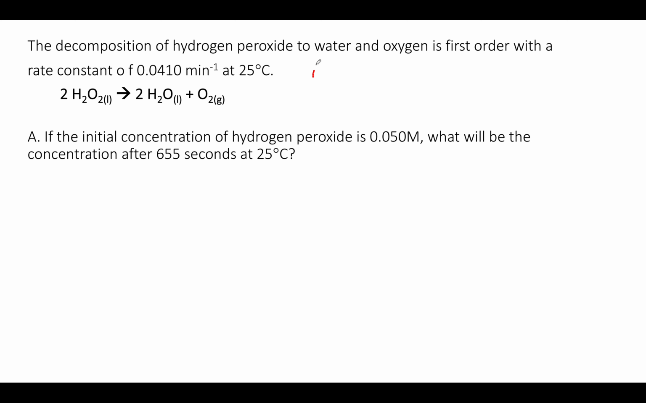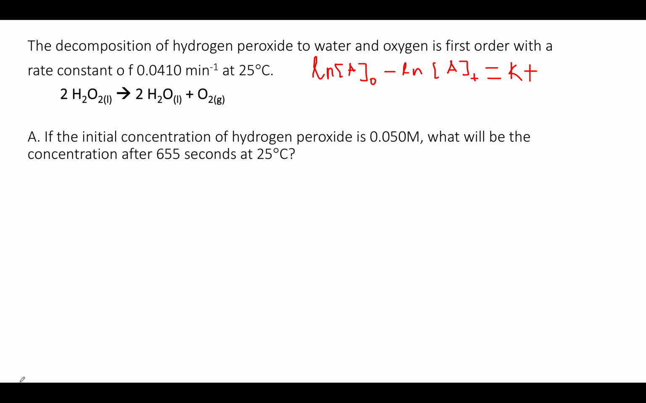So we're going to be using our integrated rate law equation, and that says that the natural log of the initial concentration of reactants minus the natural log of the final, or at a certain time, and in this case the time would be that 655 seconds, equals the rate constant times the time. What do we know?